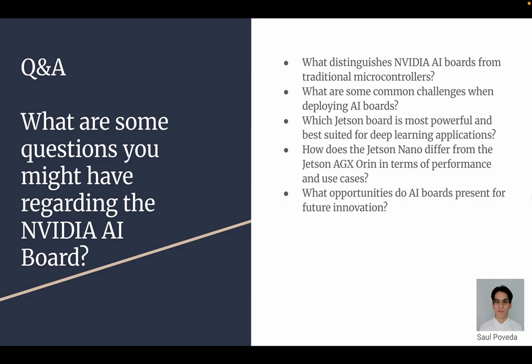To wrap things up, here are a few questions to help you review and reflect on the topics that you learned here today. The questions are: what distinguishes Nvidia AI boards from traditional microcontrollers? What are some common challenges when deploying AI boards? Which Jetson board is most powerful and best suited for deep learning applications? How does the Jetson Nano differ from the Jetson AGX Orin in terms of performance and use cases? And what opportunities do AI boards present for future innovation?